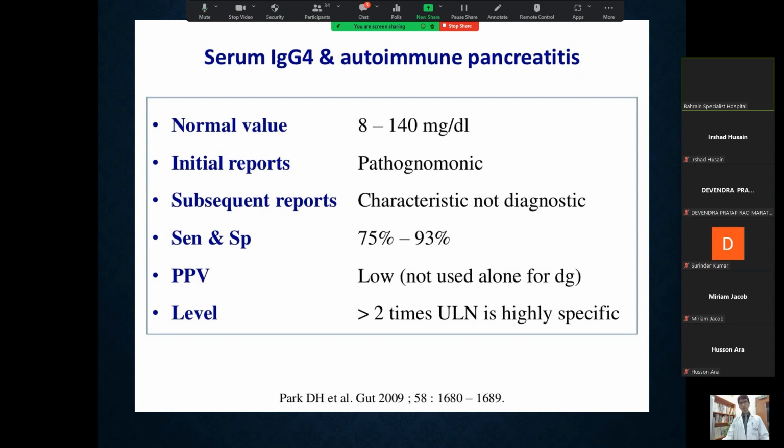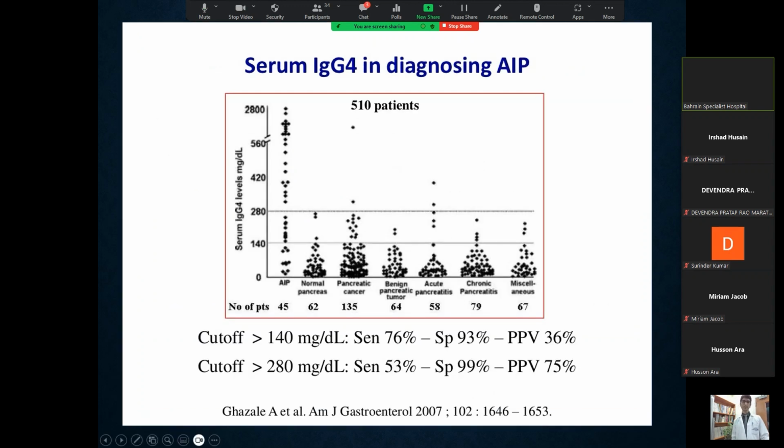Positive predictive value is also relatively low, and the level should ideally be more than 2 times the upper limit of normal to be highly specific. You can see if we take 140 or more, the sensitivity is around 76%, specificity 93%, with a positive predictive value of 36%. If we move on to more than double, 280, the sensitivity becomes 53%, specificity 99%, and positive predictive value also rises to around 75%. So the higher the value, the more in favor of autoimmune pancreatitis.